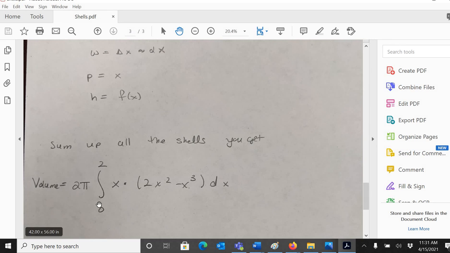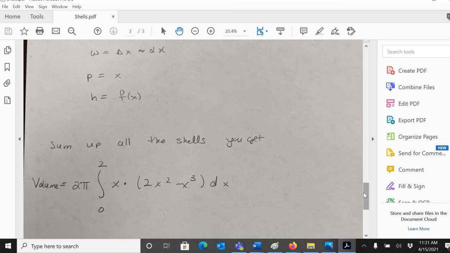The sum is the integral, and I'm summing from 0 to 2. This is my p. This is my height, which is the curve, 2x squared minus x cubed. The garbage was 2 pi. It's constant, goes to the outside. The width of my koozie is dx. And that's how I get the volume without dealing with punching out holes, using cylindrical shells.